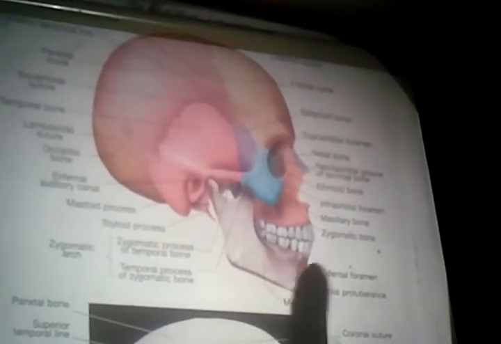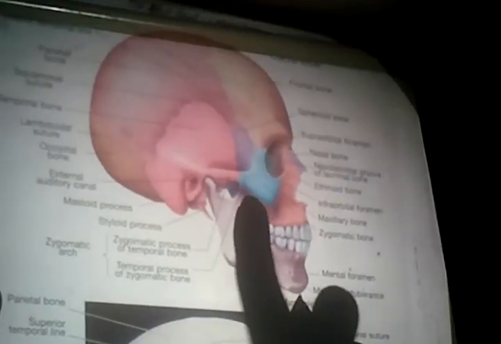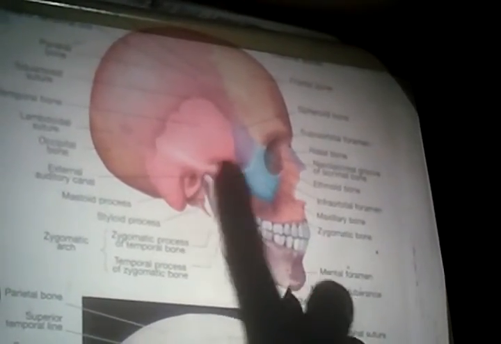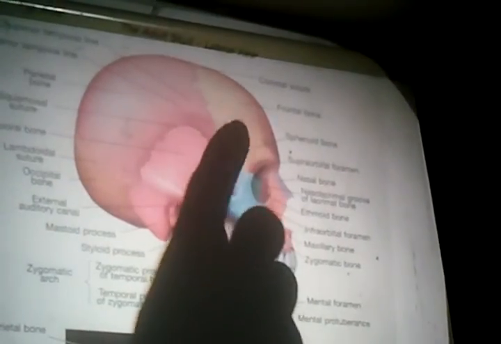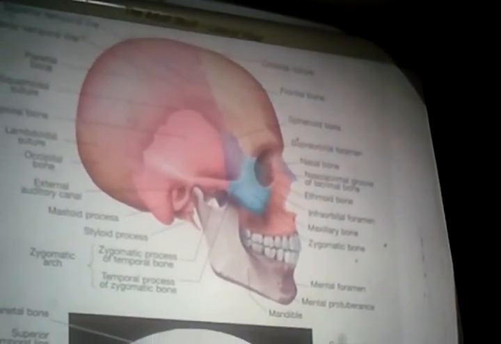On your mandible, you have your mental foramen, mandibular angle, mandibular notch, coronoid process, and condylar process forming the temporomandibular joint. Then you also have lines up here, temporal lines that are there.